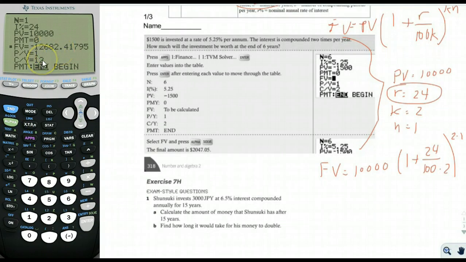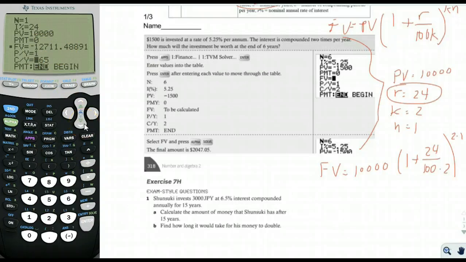That's for compounded monthly. Now remember, we also did compounded daily. Do 365 for C divided by Y. And then once again, we'll do alpha enter. And what do we get this time? 12,711. These numbers should look familiar, right?